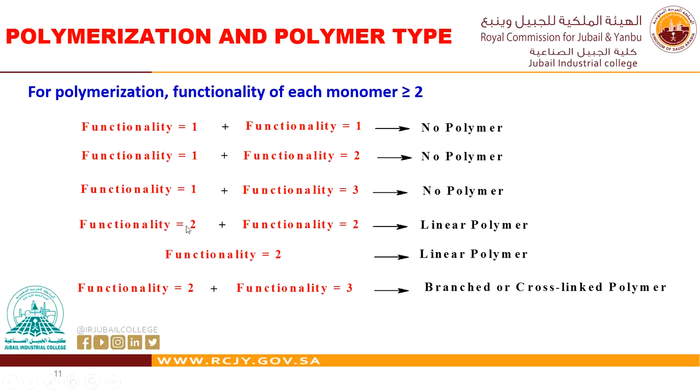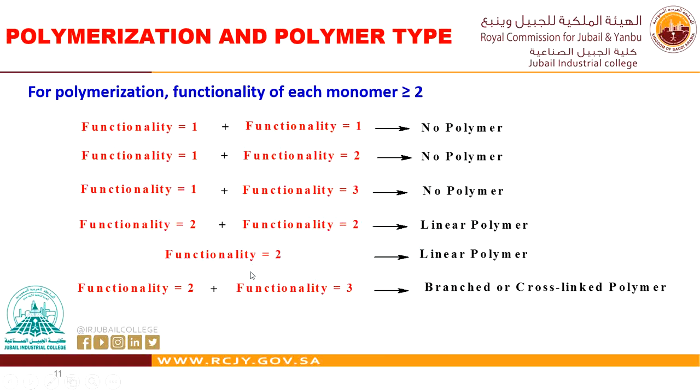Now, when you have 2 plus 2, then we end up with what? A polymer, and that polymer is linear. So we have a linear polymer. In some cases, if the functionality is equal to 2, you have only one monomer. For example, ethylene. Ethylene has one double bond. So it means the functionality is equal to 2. So ethylene can combine with another ethylene monomer to form a polymer, polyethylene, and that polymer is what? A linear polymer, because you are talking about functionality equal to 2.